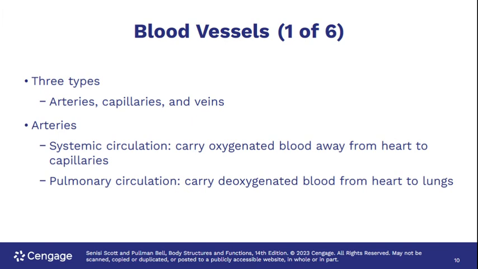So arteries, they are systemic circulation. We've already talked about this. They carry oxygenated blood away from the heart to the capillaries. And the pulmonary artery is the only artery in the body that carries deoxygenated blood away from the heart to the lungs.